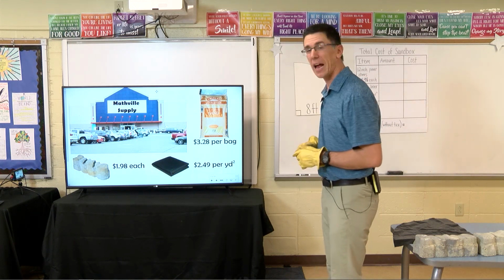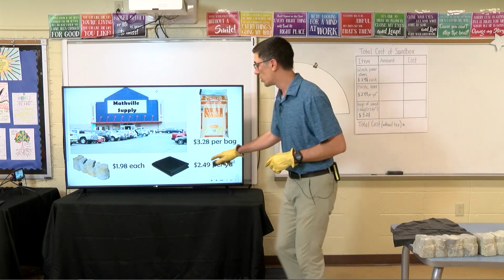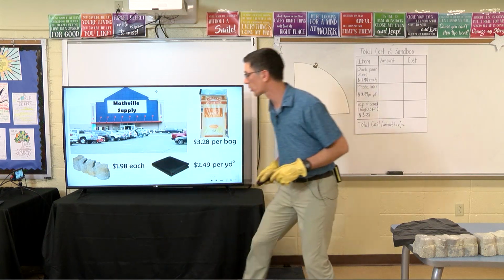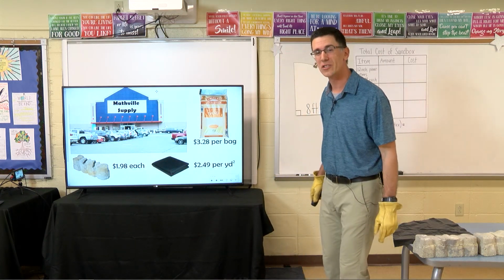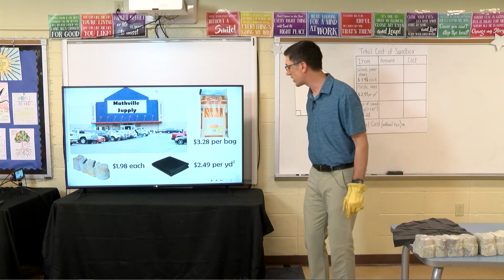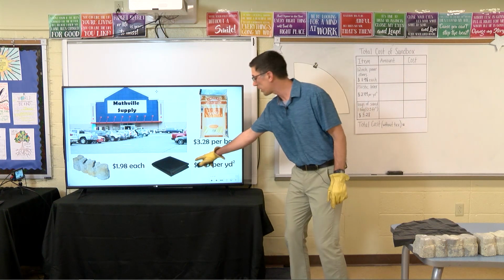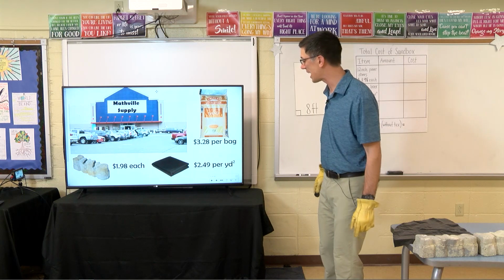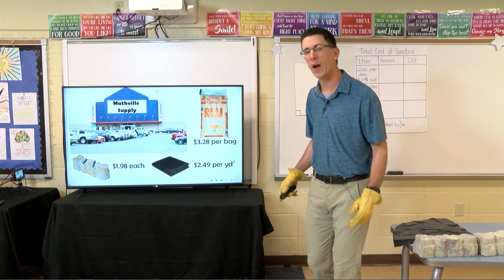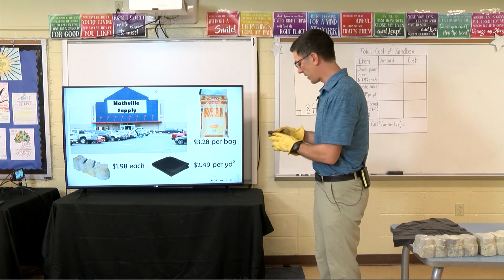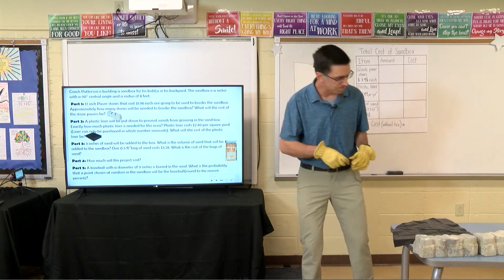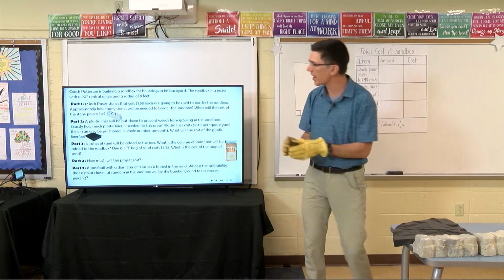At the Mathville supply store, these border paver stones that we're going to use are $1.98 each. The bags of sand are $3.28 per bag, and the plastic liner is $2.49 per square yard. So let's go ahead and look at the problem today.